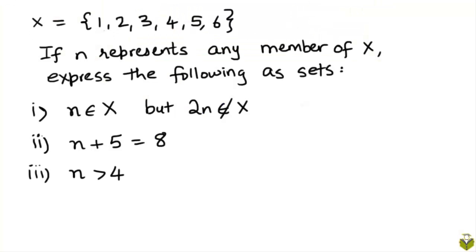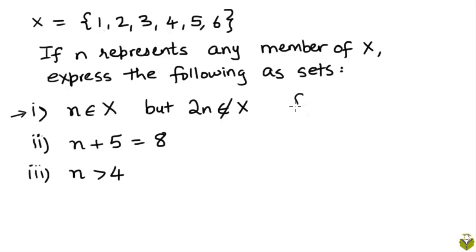We are given a set X that has 6 elements: 1, 2, 3, 4, 5 and 6. If an arbitrary element of this set is denoted by the letter small n, we have to express the following as sets. So these three conditions have to be represented as three sets. So let's look at the first subproblem.